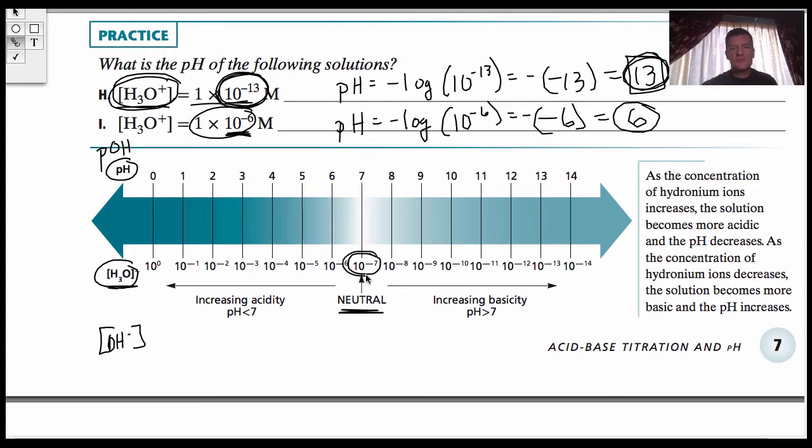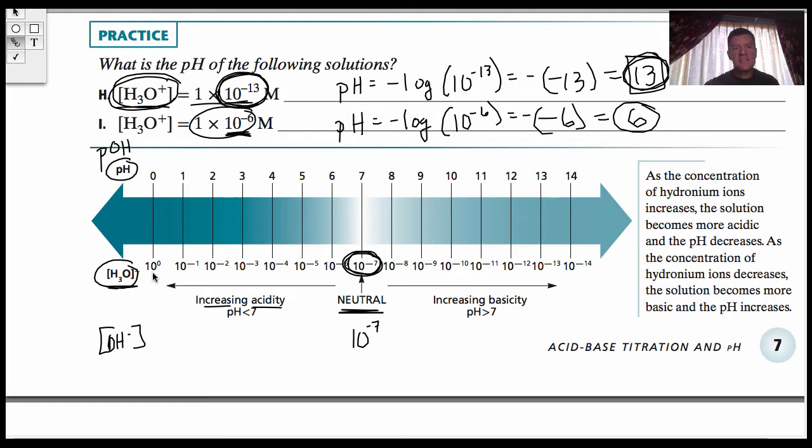If it's neutral, that means the hydronium ion concentration is 10 to the negative 7, and the hydroxide ion concentration is also 10 to the negative 7. As the concentration of hydronium ions increases, look here, increasing acidity, it's going to get larger and larger. It's a negative exponent, it's getting smaller, that means the value is getting larger. This is 10 to the negative 7. If we come all the way up here to 10 to the 0, that's 1, 1 molar.